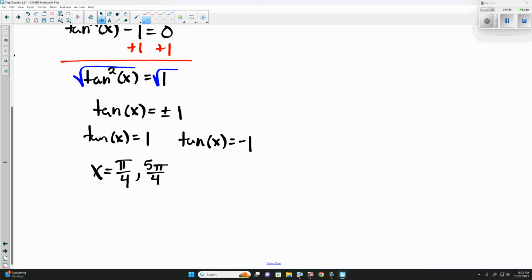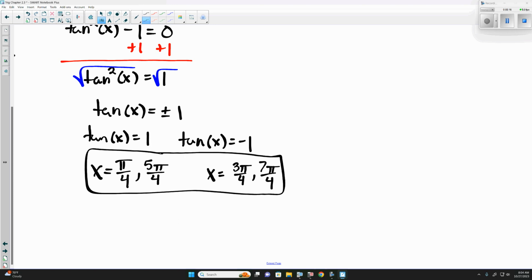Now, when sine and cosine signs are opposite, we do get negative 1 at our pi over 4 angles as we go around the unit circle. So that's telling us this other one is 3 pi over 4 and 7 pi over 4. And these here are our 4 solutions.